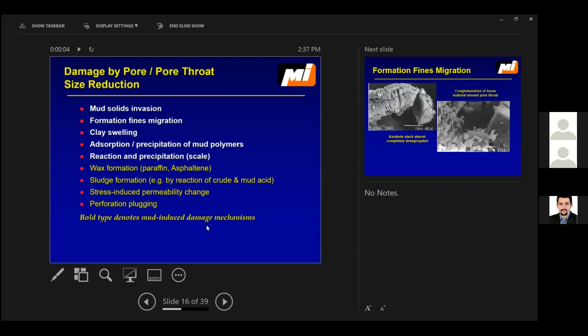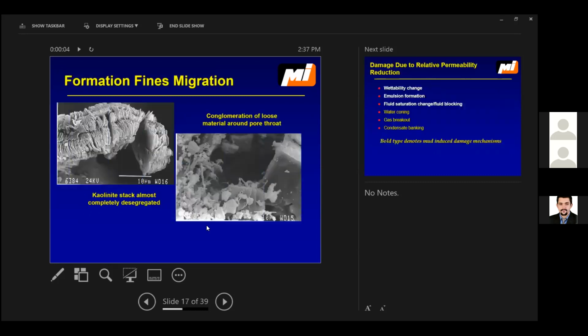Next, this is a specialized formation, no need. This is interesting, guys. You can see the clay particles when they are swelling and surrounding the pore throat, so you can produce easily. This is called kaolinite, by the way. This clay is called kaolinite, and you can see the clay sheets in front of you.